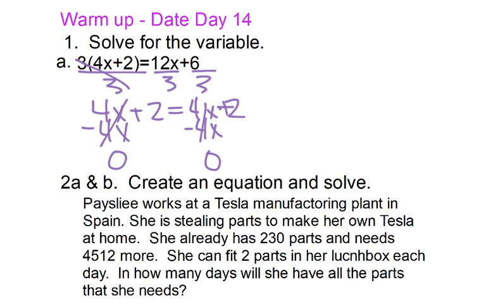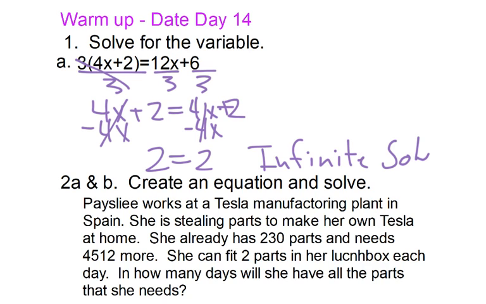So I end up with 2 equals 2. Okay, so when we run out of a variable and it's equal, this is what we call infinite solutions. Okay, meaning any number for x will work.